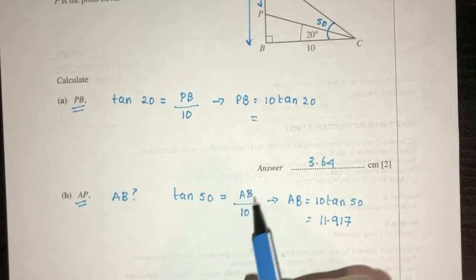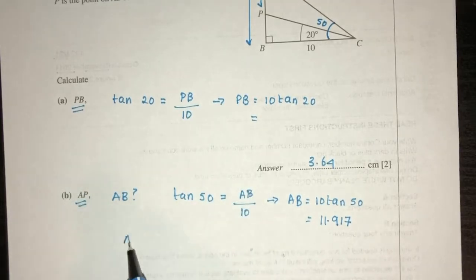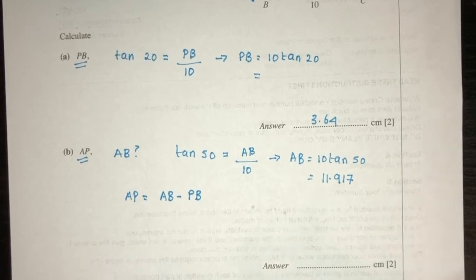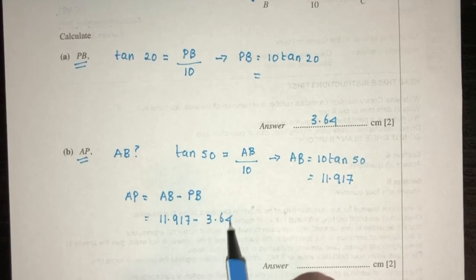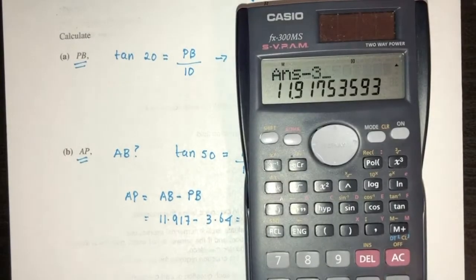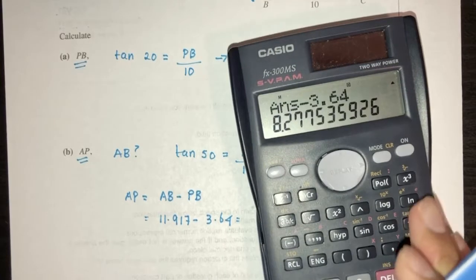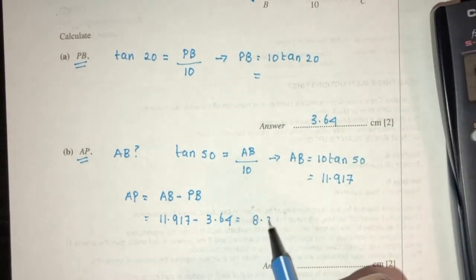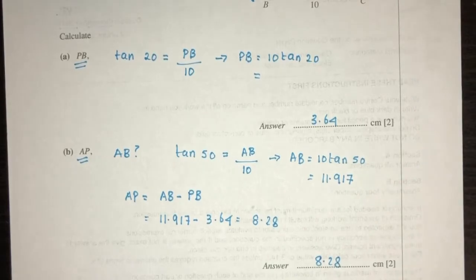Because AB is not the answer, we have to find AP. So AP is equal to AB minus PB. So AB is 11.917, PB is 3.64. That should give you 8.28. So 8.28 will be your value for AP. That is your answer for part B.